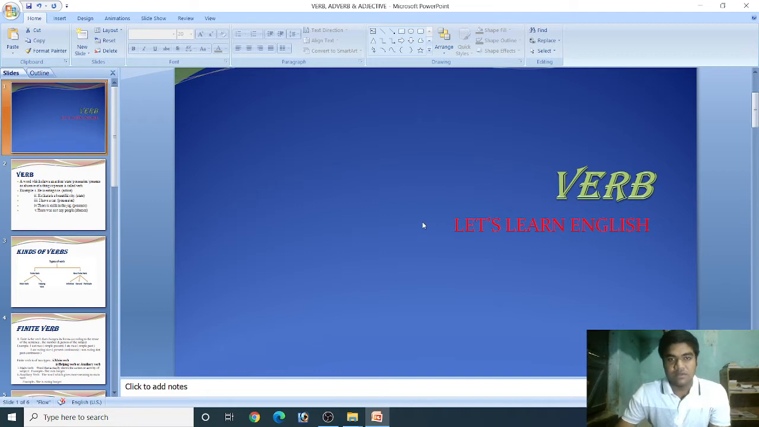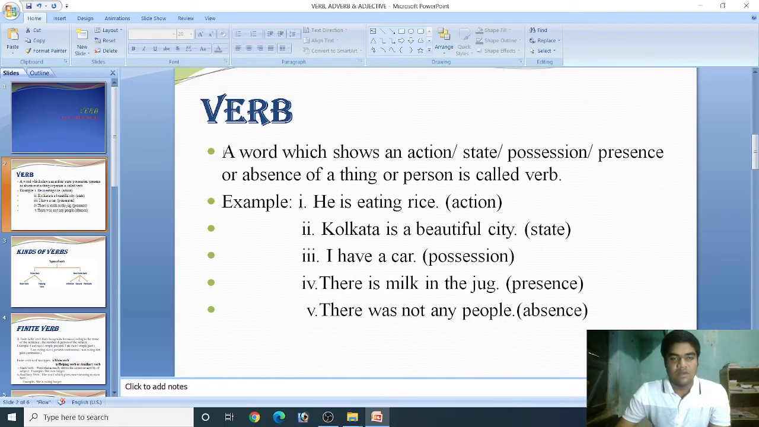Let's learn English. So this is the second lesson of the parts of speech series, and in this lesson we are going to learn the verb. So we'll understand everything about verb: the definition, the types, and the importance of verb in English grammar. Okay, so let us start. First we will understand the definition.